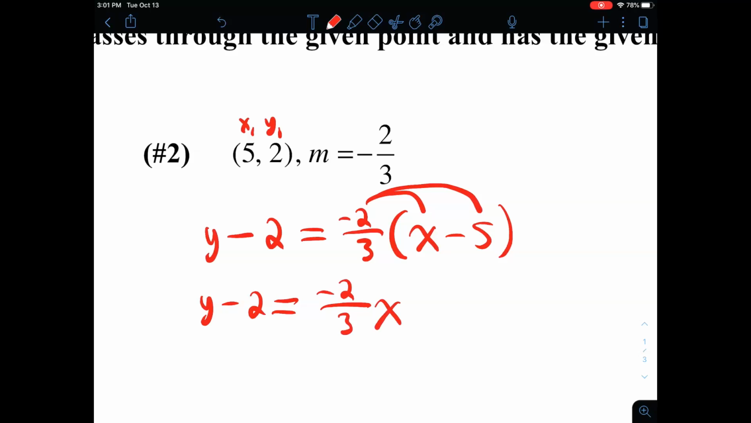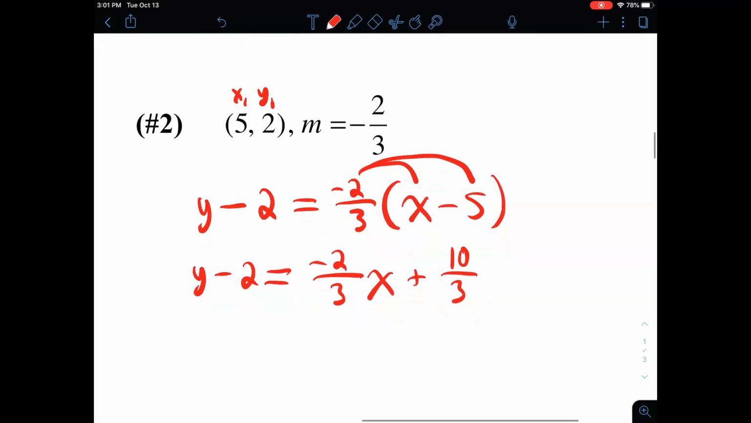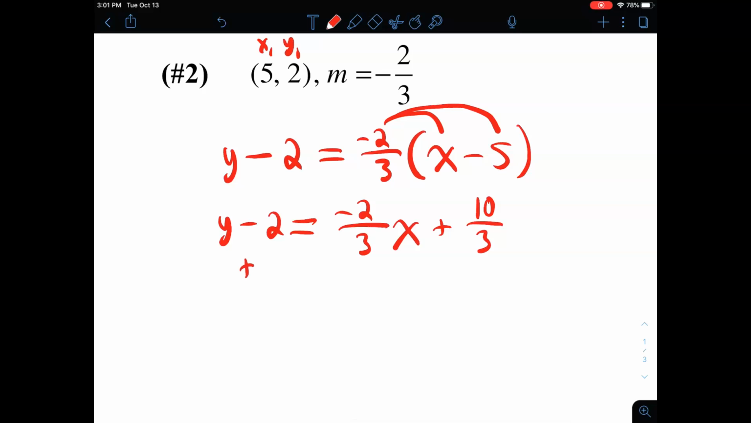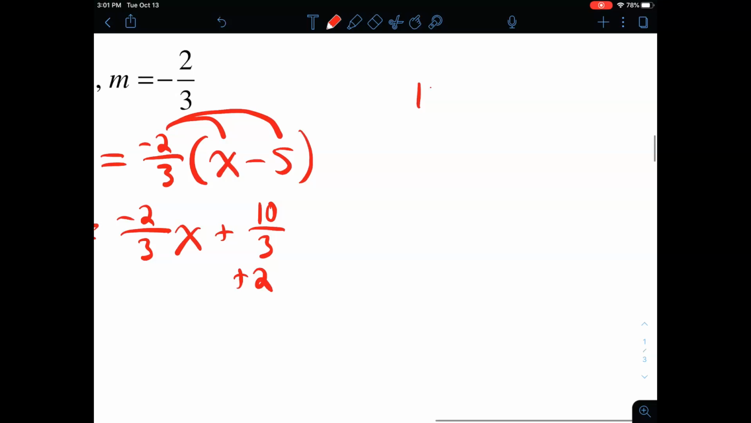What is negative 2/3 times negative 5? Well, negative 2 times negative 5 is positive 10, and 3 times 1 is going to be 3. All right. Now we need to get y by itself here. How do we do that? We need to add 2 to both sides. So I'm going to go over here. I'm going to do 10/3 plus 2.